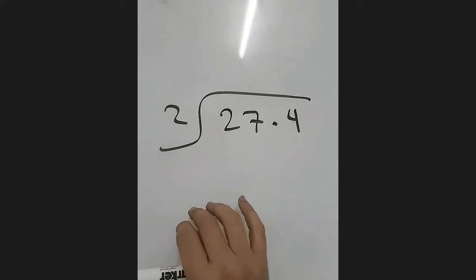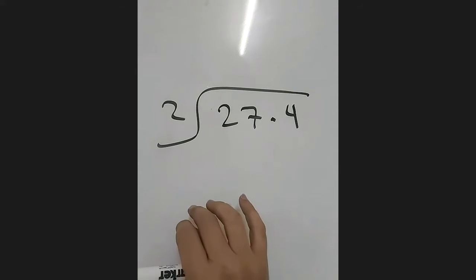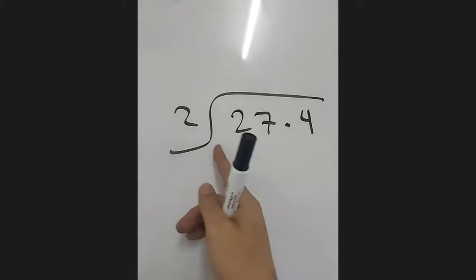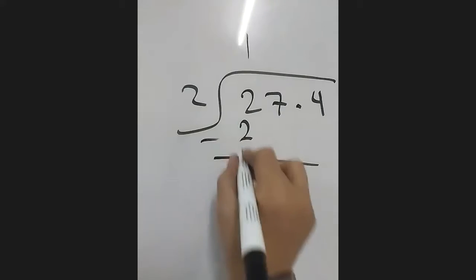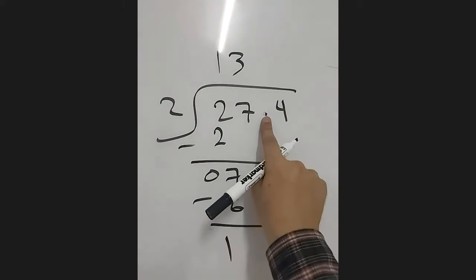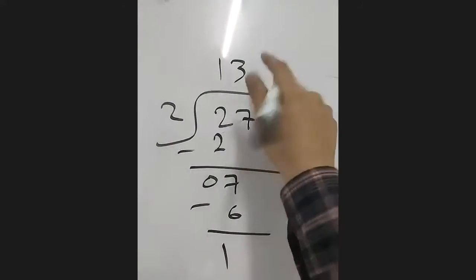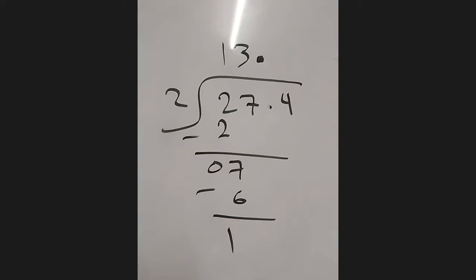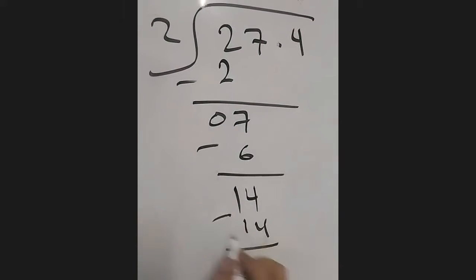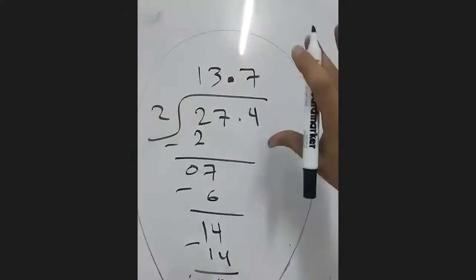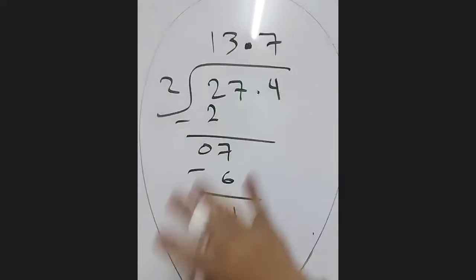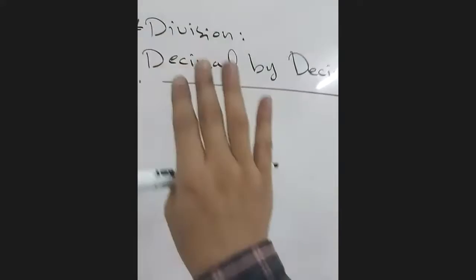Now 27.4, guys. We divide normally. If you remember in grade 5, 2 on 2, 1. 1 by 2, 2. Subtract 0, then 7, then 3, 6. Subtract 1. Now to get the 4, I have the decimal. Once you have the decimal, put it up. We did that before. Now we bring the 4 down. 14 on 2, 7, 14, subtract 0. This we did in grade 5. Decimal by whole number, we divide normally. Once we get the decimal, we put it up. But here we will divide decimal by decimal.